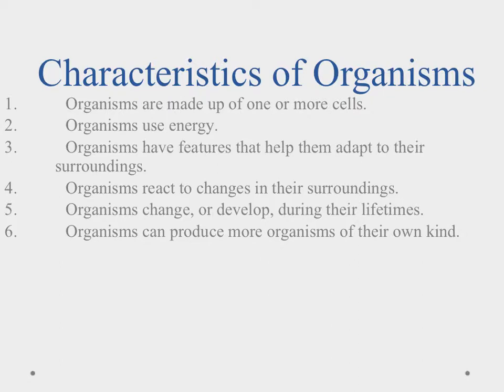Okay, the last thing we're going to talk about are characteristics of organisms. Remember, organisms are living things, so what we're looking at is what does it mean to be alive. Now, scientists have come up with a list of 6 traits or characteristics that all living things have in common. The first of which is that organisms are made up of one or more cells.